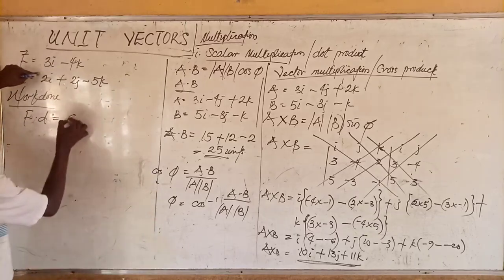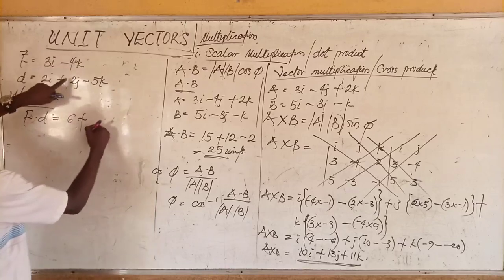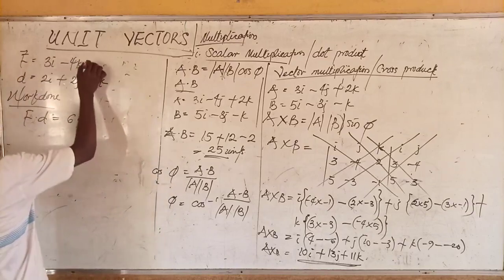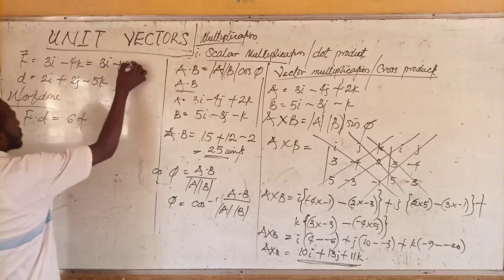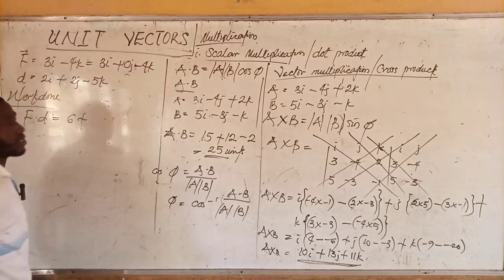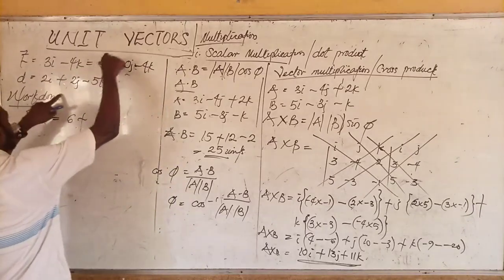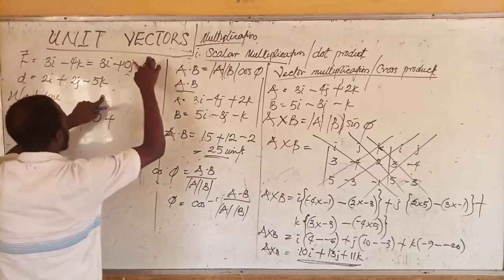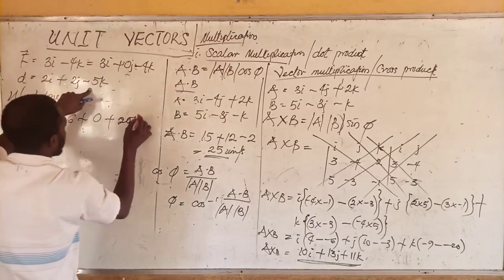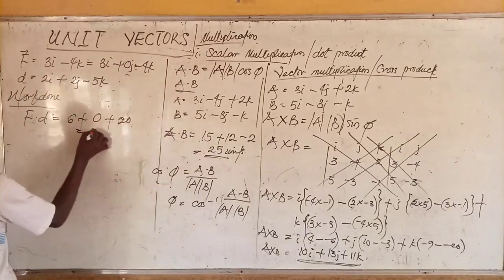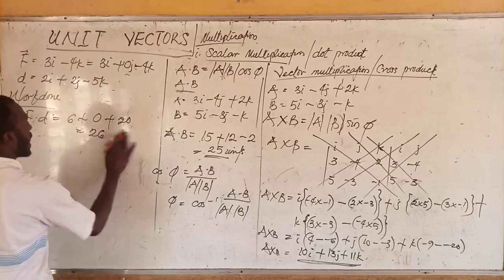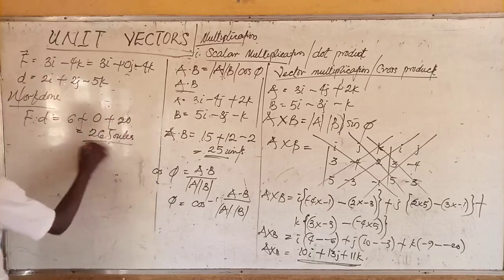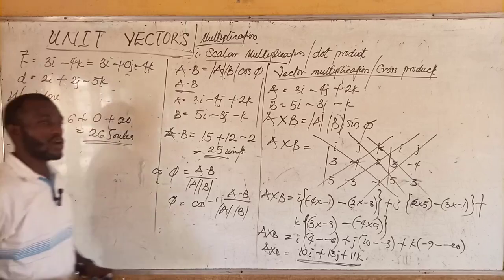This times this is what? 6 plus. Now, because there is no J here, you have to impute J there. So this can be rewritten as 3I plus 0J minus 4K. You see the way I did that? So you can go back. This by this 6. Now this by this 0. Then plus minus 4 times this, plus 20. That's 20. So what we have here is 26 units. And in fact, the unit of work done is joules. So you can say 26 joules. And that is your answer for the dot product.